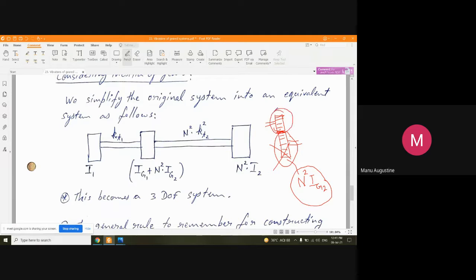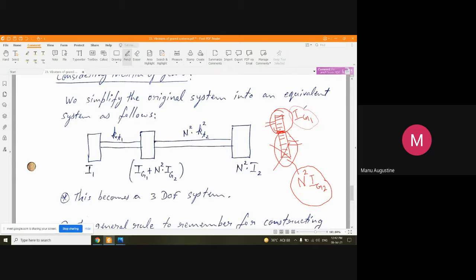On the driving side, we do not make any conversions. Everything on the driving side is maintained as it is. So the original inertia of the gear on the driving side was IG1. That means the suffix 1 indicates anything that is on the driving side. G is for gear, I is for inertia. So IG1 means inertia of the gear on the driving side. We are not going to replace it with anything. We will simply take the inertia as it is.